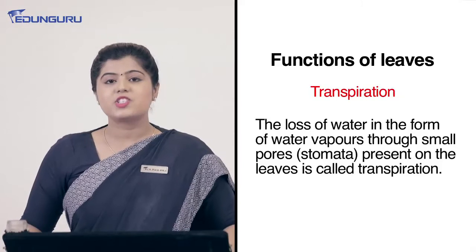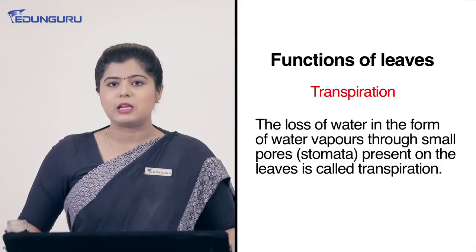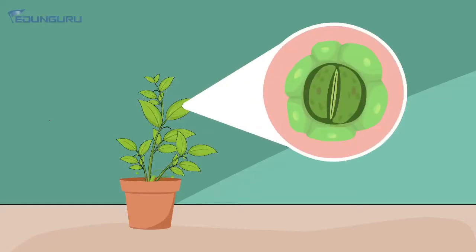Next function, transpiration. Transpiration is basically the loss of water. You know, on the surface of a leaf, we have small tiny openings, small tiny pores, stomata. So stomata are responsible for the exchange of gases and transpiration. We all sweat. In the same way, we can relate it to that to make the concept easier.